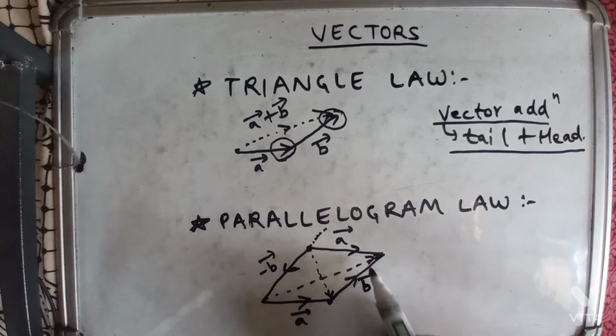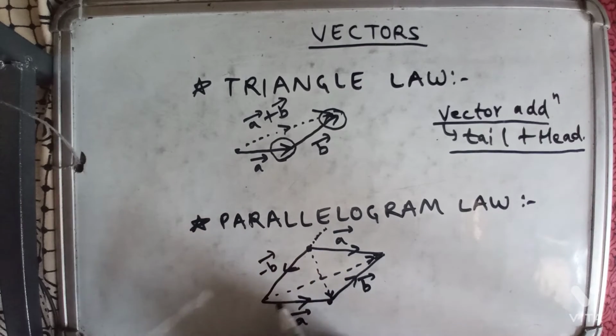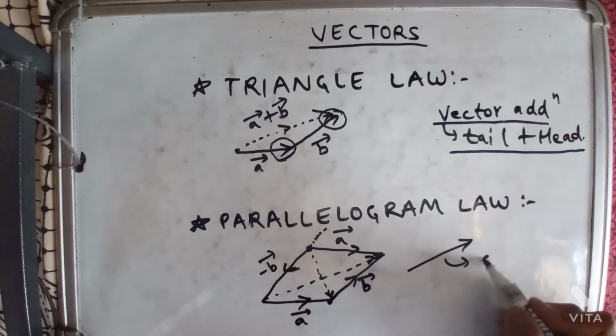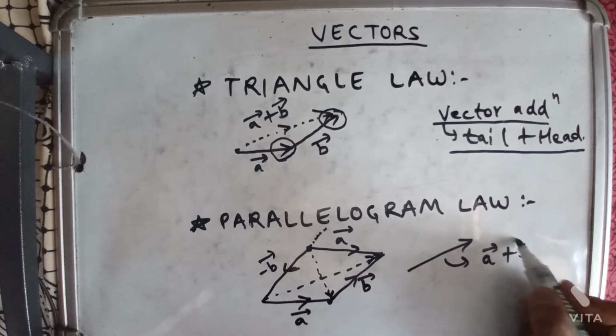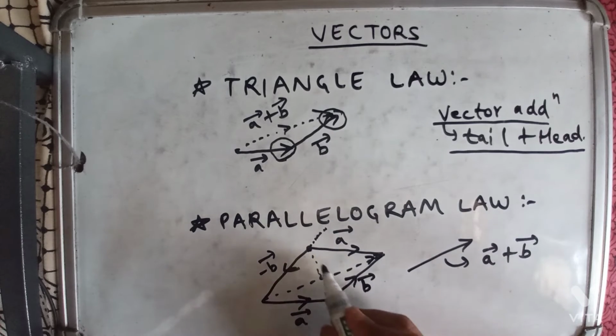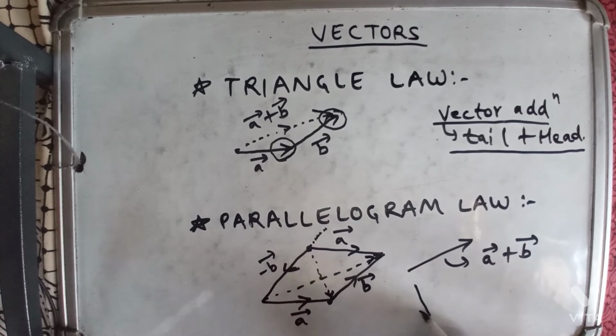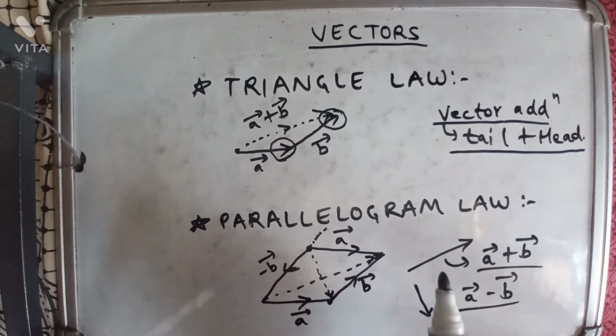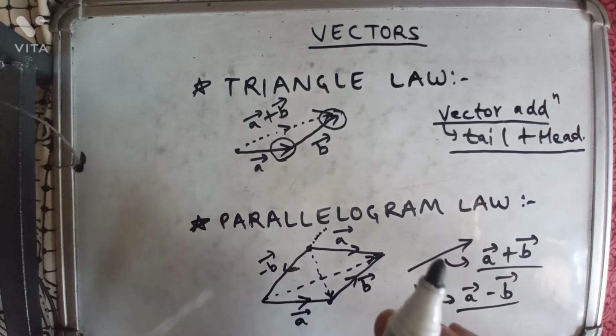We have to add them in the following way: this longer diagonal will have the value A plus B, and the shorter one will have the value A minus B. So this is nothing but the parallelogram law. Hope you like this.